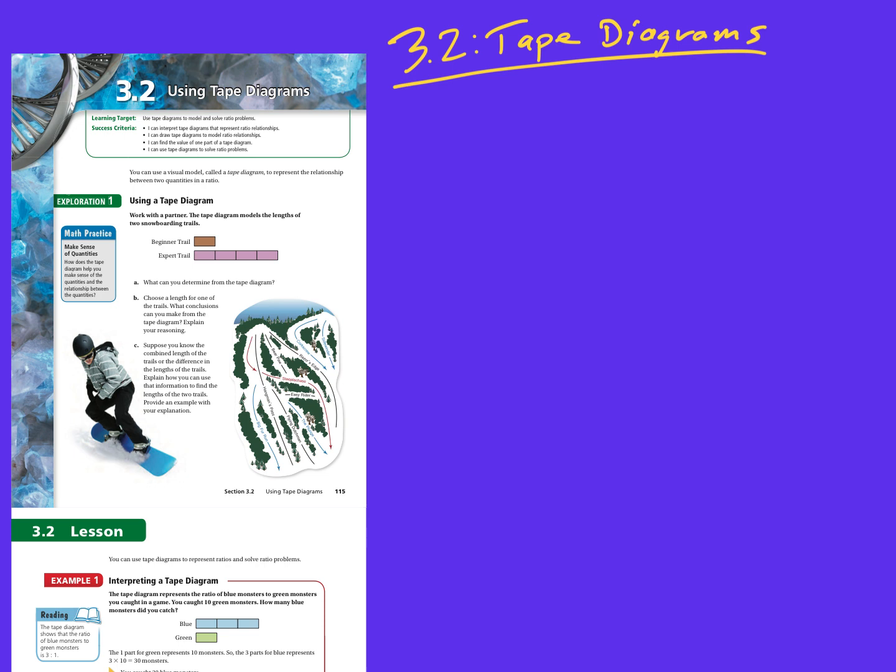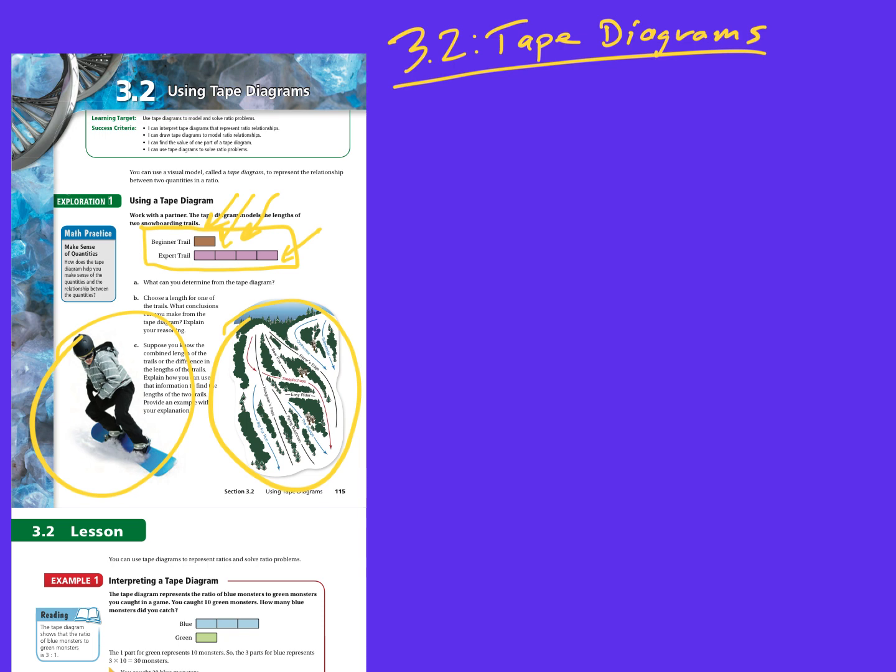Let's say that you're a snowboarder on a mountain and there are different types of trails that you're riding on. One of the ways you can work with a tape diagram is by drawing these little boxes, this brown one and this pink one, and we would call these the tape diagrams. So this pink would be a tape diagram, and the brown would also be a tape diagram. What that's showing us is our ratio in the form of boxes.